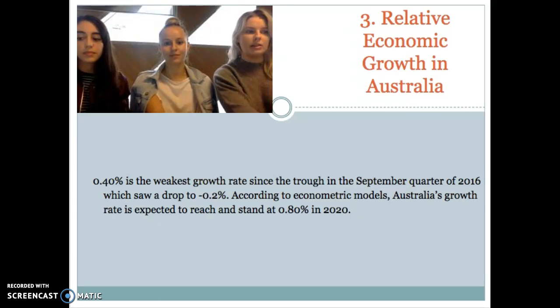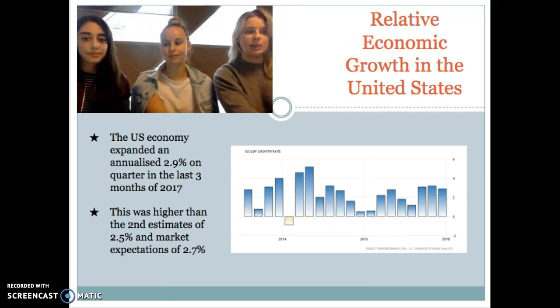And as this is greater than Australia's 0.4%, there will be a higher level of economic growth experienced in the US, as there will be an increased demand for imports. As a result, the supply of USD will be increased. There may also be an increase in the level of overseas borrowing. Therefore, there will be an increase in the demand for the USD. This means AUD will depreciate against the USD.